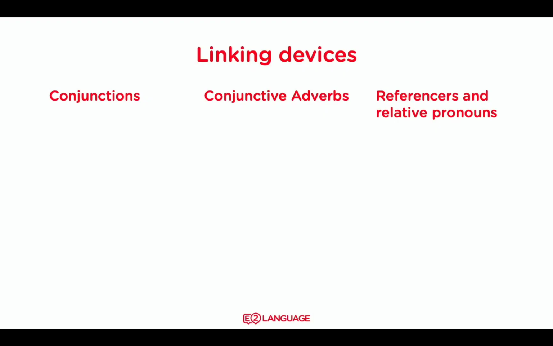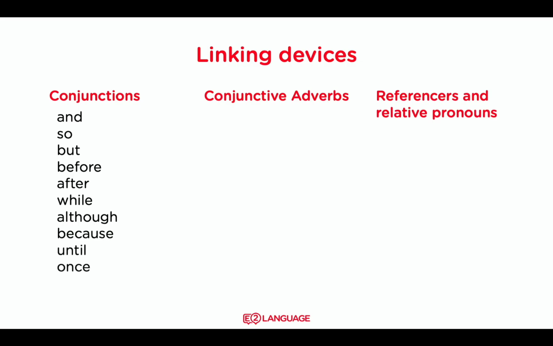So linking devices, what are they? You should think of them in 3 separate categories. So there are conjunctions, there are conjunctive adverbs, and there are references and relative pronouns. Big words, I know, but the actual words themselves, the linking devices, you already know them, I'm sure. Conjunctions are words like this. And, so, but, before, after, while, although, because, until, once, and when. So these words stick sentences together or stick clauses together. Conjunctive adverbs are a little bit different. So one of them, a common one, is however.